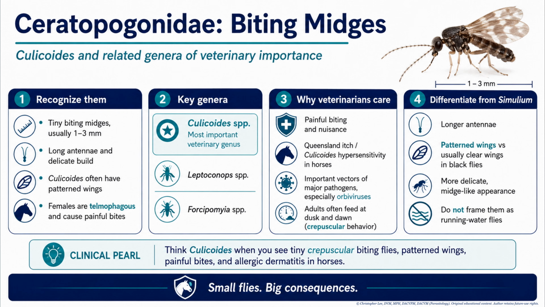Culicoides should make you think about crepuscular, that is dusk-time feeding, painful bites, horse hypersensitivity, and arbovirus transmission. Again, the name matters. Culicidae equals mosquitoes, while Culicoides is a biting midge genus. Think Culicoides when you see tiny crepuscular biting flies, patterned wings, painful bites, and allergic dermatitis in horses.